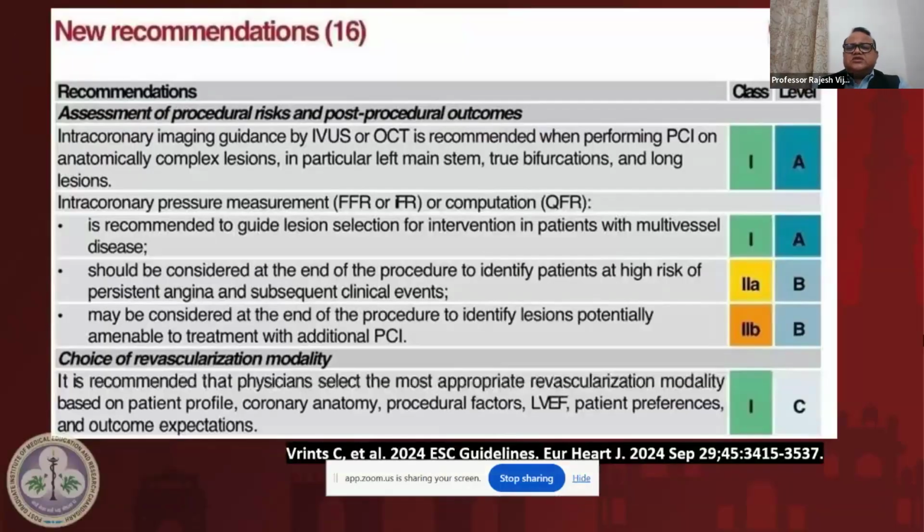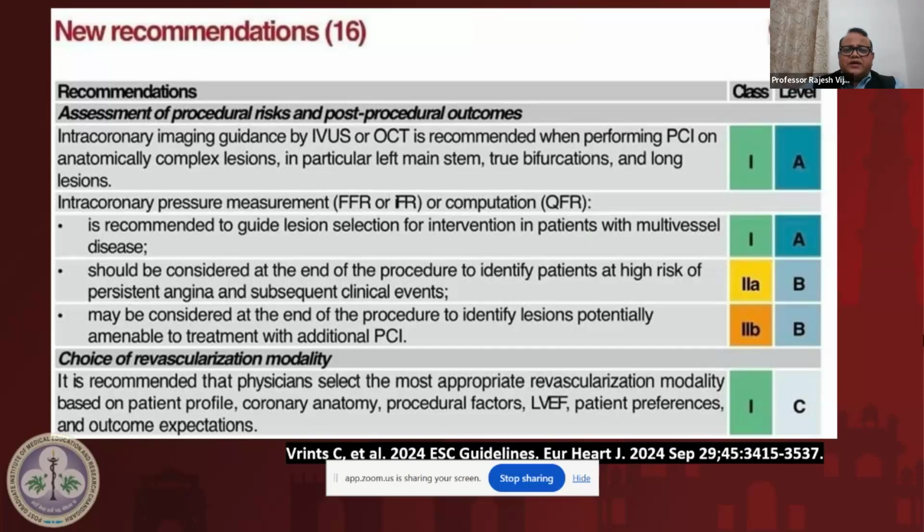On the basis of this recent trial, there is a new ESC recommendation for the role of intravascular imaging for PCI being considered as class 1A, which includes complex lesions, left main, true bifurcation, and long CTO lesions. So these are the primary indications to go ahead with intravascular imaging during PCI.